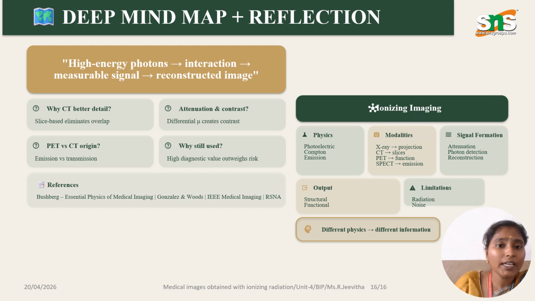Let's summarize. High energy photons interact with the tissue, produce a signal, and reconstruct an image. The final takeaway is that CT produces better detailed slice images. PET gives the functional image. X-ray is a simple but fast imaging modality. So these are the different types of ionizing radiation imaging.